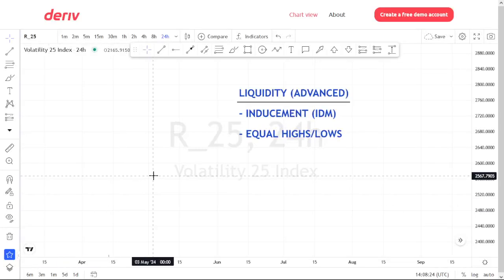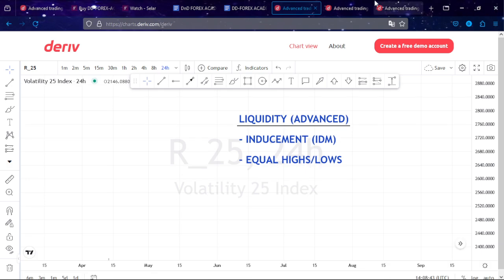Right, so let's talk about equal highs and equal lows. Now, equal highs and equal lows work just like inducement, but it's a liquidity class, okay? It's liquidity. And in my own opinion, between the inducement and equal highs and equal lows, the market tends to respect the equal highs and equal lows more. And they work almost the same way, okay? So let me explain what I mean.